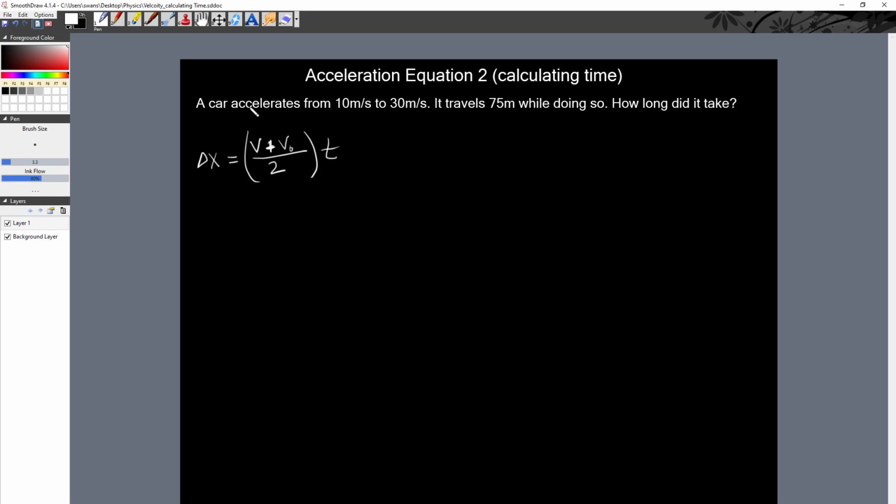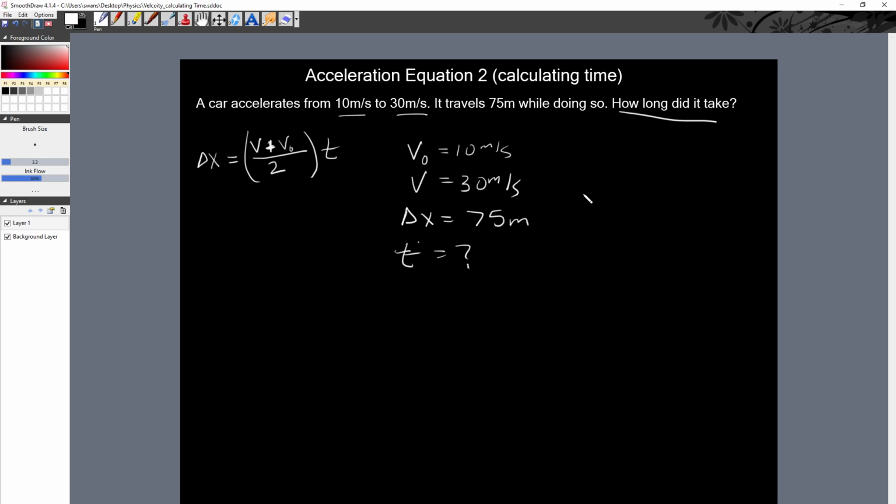So let's go ahead and solve this. A car accelerates from 10 meters per second to 30 meters per second, and it travels 75 meters while doing so. Okay, how long did it take? So let's write that all down. A car accelerates from this speed to this speed. And those are speeds. Notice there's not a second squared. These are just meters per second, so those are definitely speeds. So we have a starting speed of 10 meters per second and a final speed of 30 meters per second. Those are our velocities. And it travels 75 meters, so that's our change in position, 75 meters. And then it says, how long did it take? So that's definitely looking for a time. Okay, so that's our question mark.